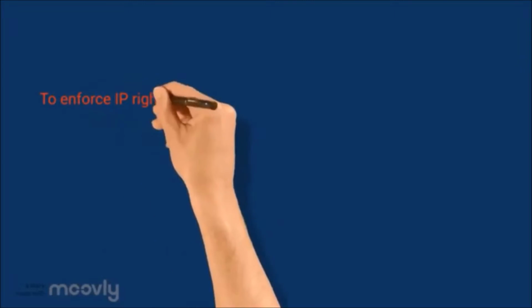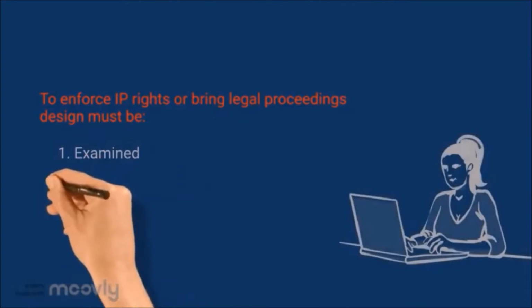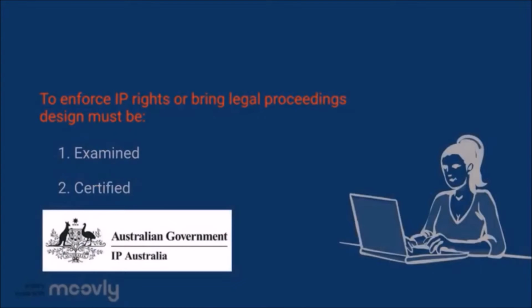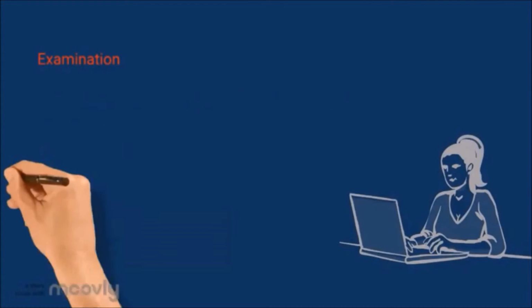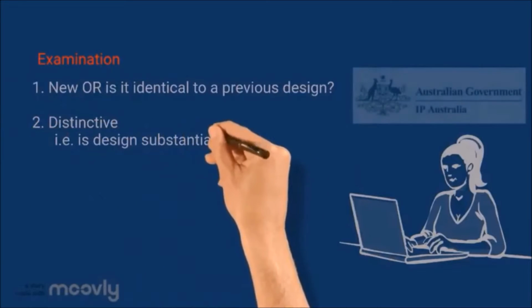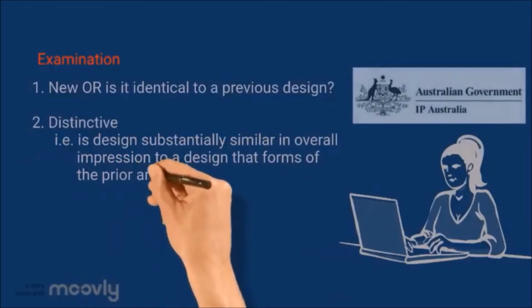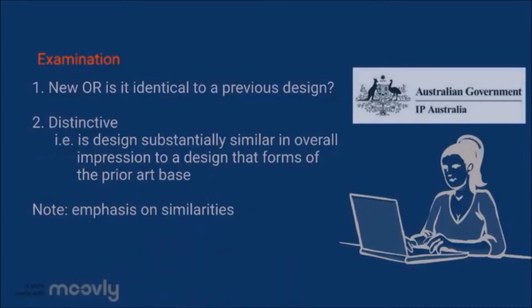So what happens if someone else steals my design? For Robert to enforce his intellectual property rights or bring legal proceedings, he must have his design examined and certified by IP Australia. Examination regards whether his design is new or identical to a previous design, and whether it is distinctive, meaning whether the design is substantially similar in overall impression to a previous design. More weight is to be given to the similarities between designs than their differences.